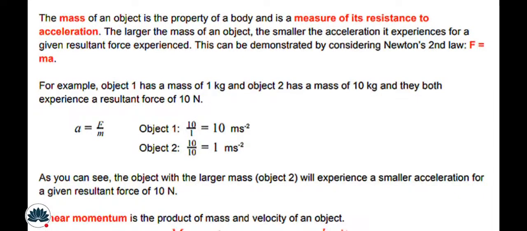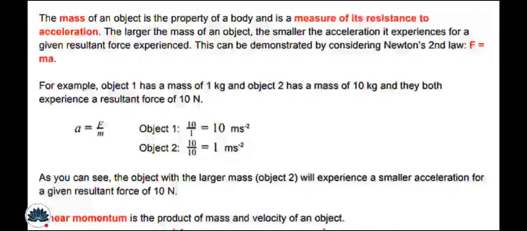Now for object 1, what is the force? 10 newtons upon mass 1, so it will be 10 metres per second squared, and object 2 will experience an acceleration of 1 metre per second squared. It means that the acceleration of object 1 is more than object 2. As you can see, the object with the larger mass, object 2, will experience a smaller acceleration for a given resultant force of 10 newtons.